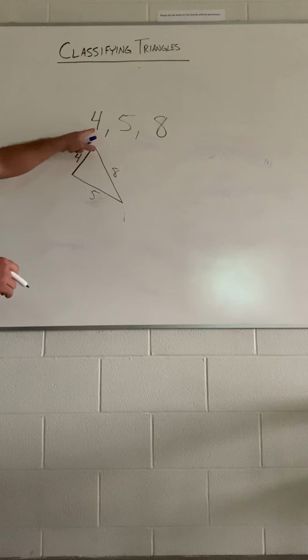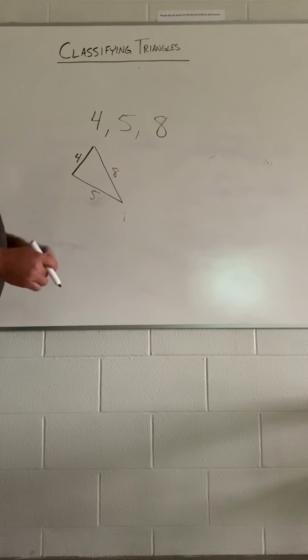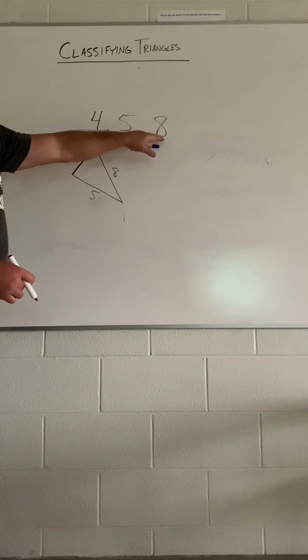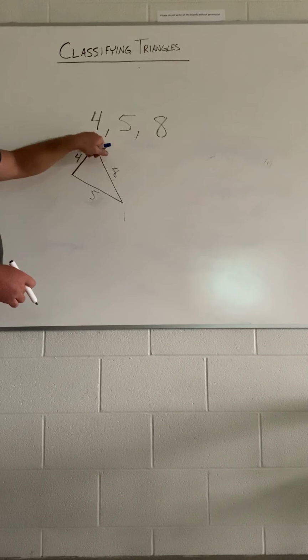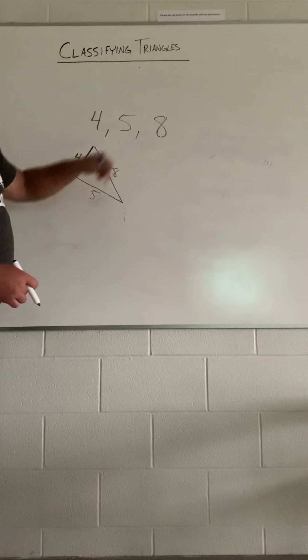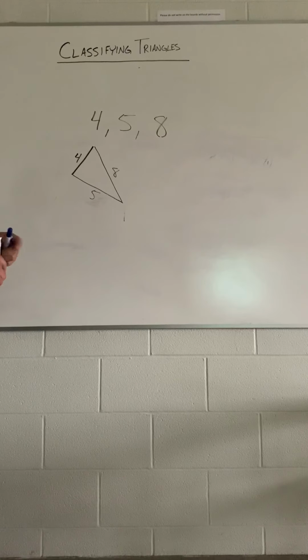So if I add 4 and 5, I get 9, so it's larger. 5 and 8 is 13, is larger than 4. 8 and 4 is 12, is larger than 5. So that is a triangle.